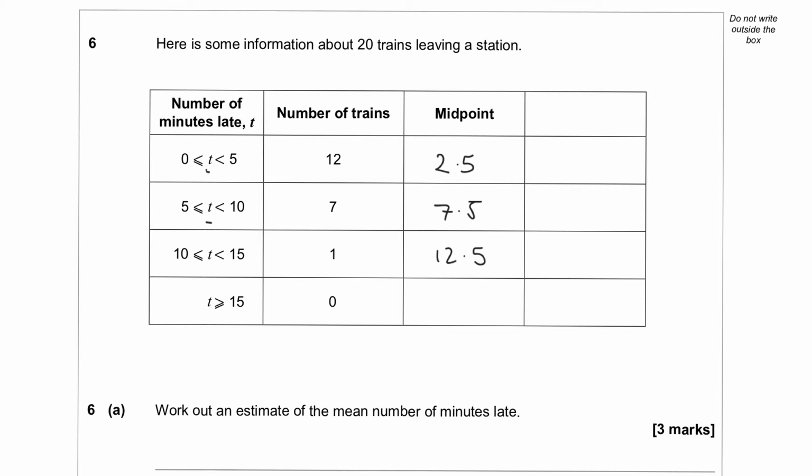Now, in order to work out the mean number, the first thing we need to do is work out the grand total, like the total number of trains. So in order for us to do that, we need to multiply the frequency of each class interval by the midpoint. This one's 0, so it's not really going to give us anything at all. So I'm going to put this column as the midpoint times the frequency.